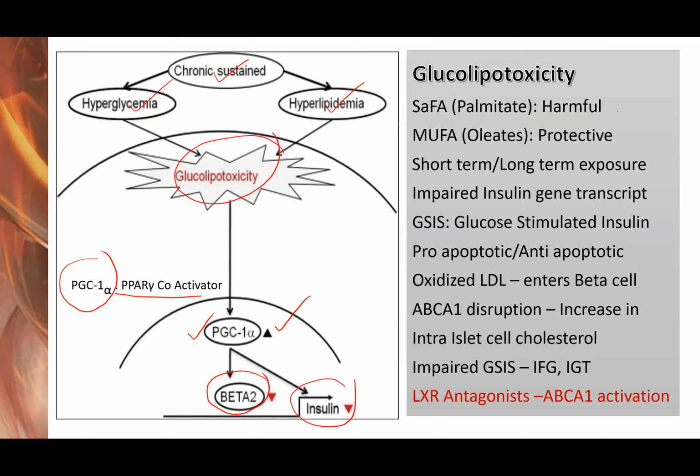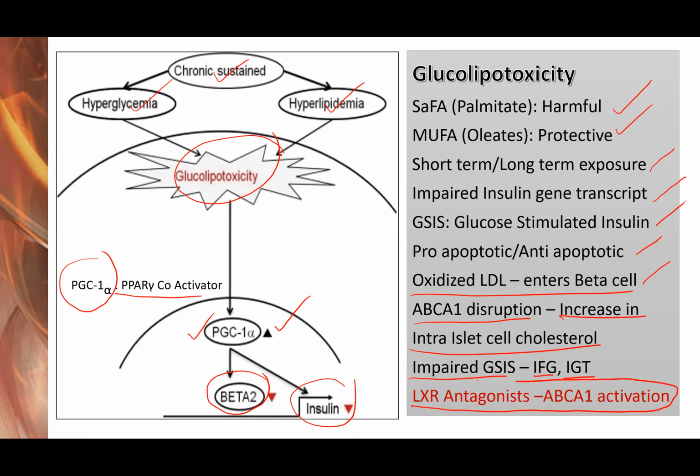In glucolipotoxicity, the saturated fatty acid palmitate is harmful while oleate is protective. With short-term and long-term exposure, there is impaired insulin gene transcription and impaired glucose-stimulated insulin secretion, with pro-apoptotic and anti-apoptotic effects. Oxidized LDL enters the beta cell, causing ABCA1 disruption, an increase in islet cell cholesterol, and impaired GSIS, impaired fasting glucose and IGT. LXR antagonist, ABC activation is the answer. Now, what are we saying?